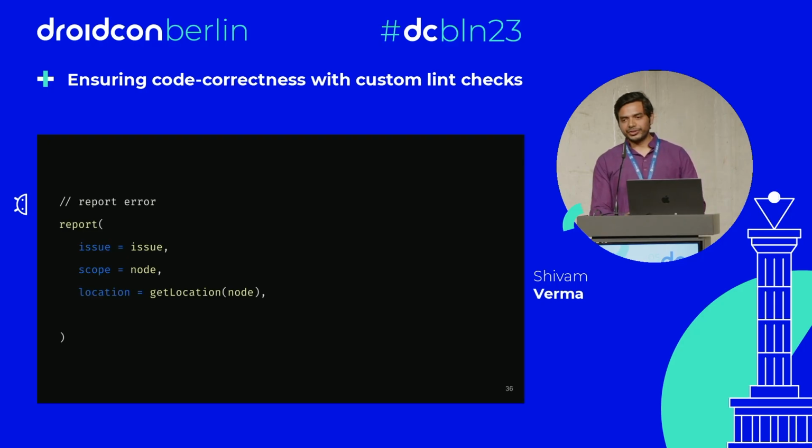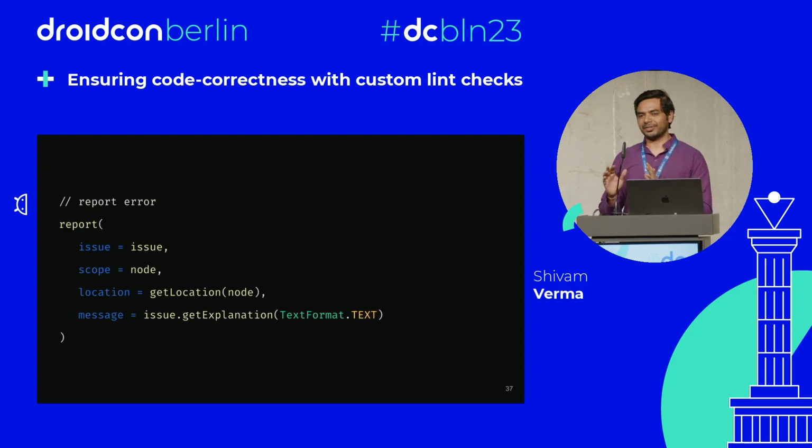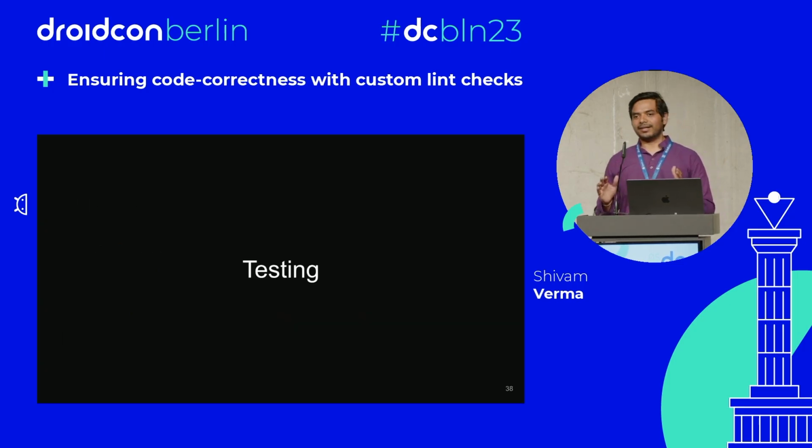And then finally, the location. The location is, again, where we want to display this error message. And the message finally says what is the exact message that we want to show. We get this message from the issue that we initially have. Here we provide the text format, .text. I think there's also a possibility to show HTML messages and so on. With that, we are done with the implementation part.